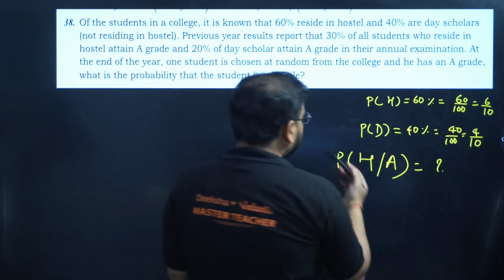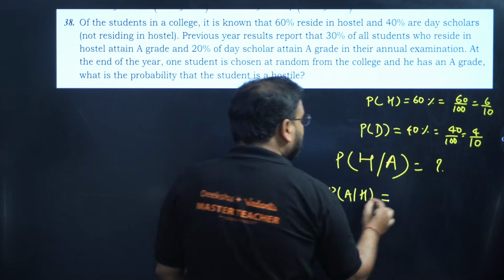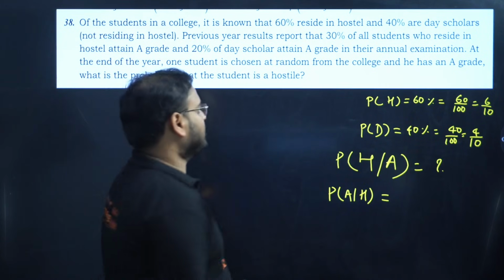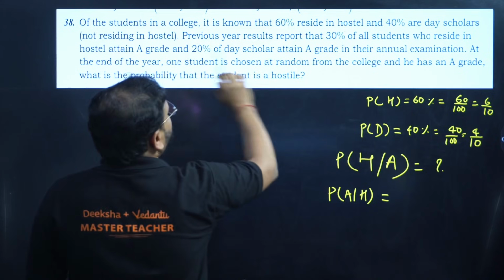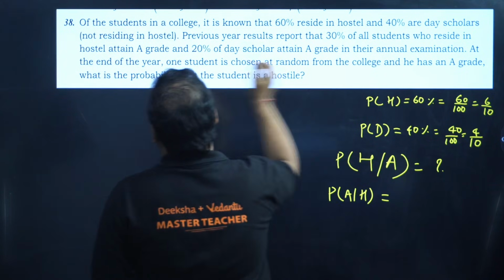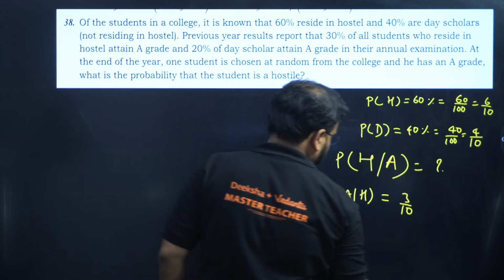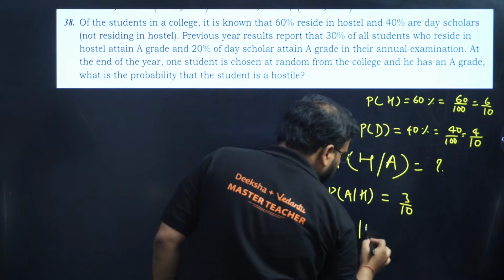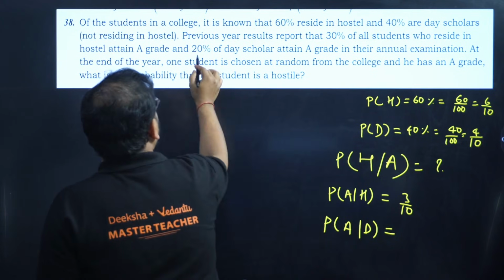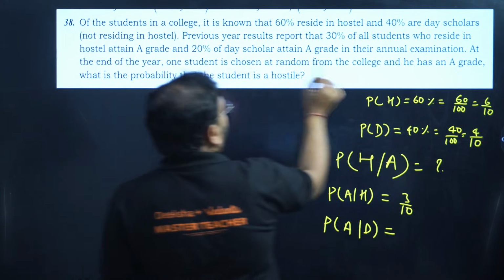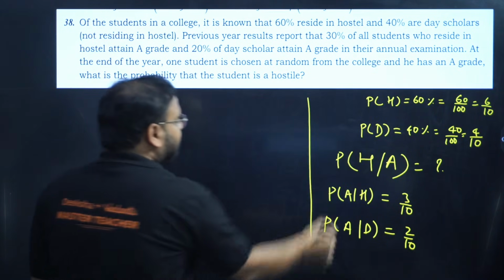Okay. Now we'll get back to the question again. P of AH first. Means a student who is a hostler and a grade A achiever. Check here: hostler and A achiever, 30%, right? Hostel and 30%. That is 3 by 10. Student who is a day scholar and grade A achiever. Day scholar, 20% day scholar and grade A achiever. That is 2 by 10. Now we'll apply our Bayes theorem for this.